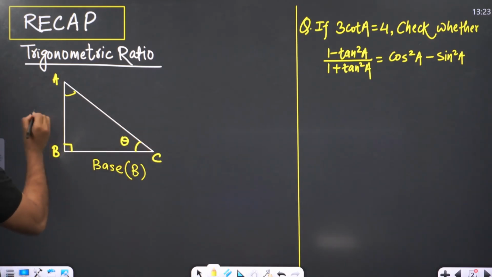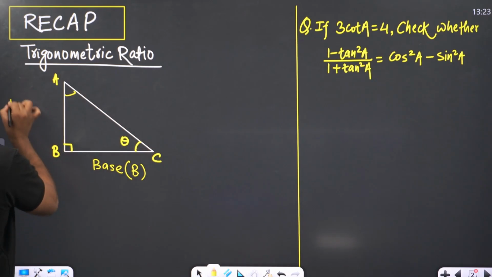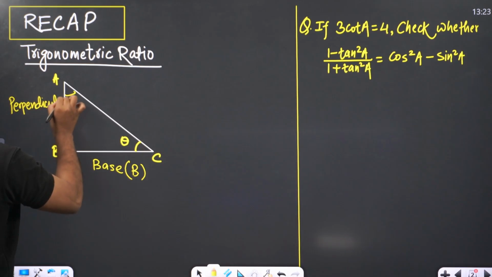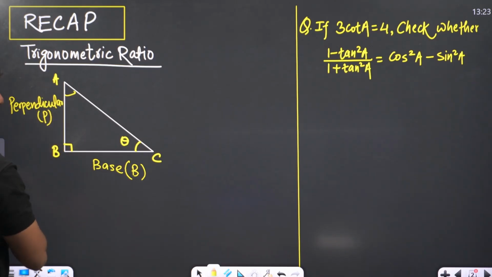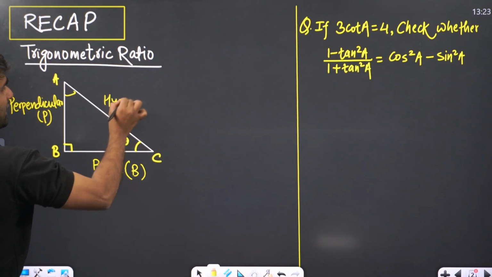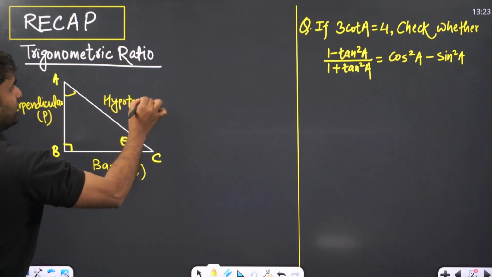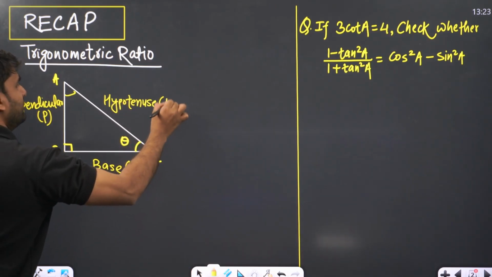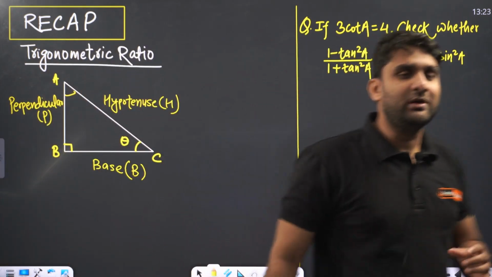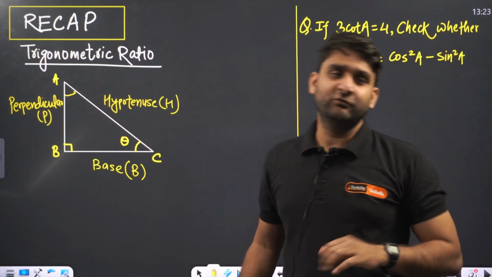So we are dealing with theta. For this theta, this will be the perpendicular. Clear everyone? Perpendicular means capital P, and this is the hypotenuse, and we use capital H for this. Base is capital B, perpendicular is capital P, and hypotenuse is capital H.